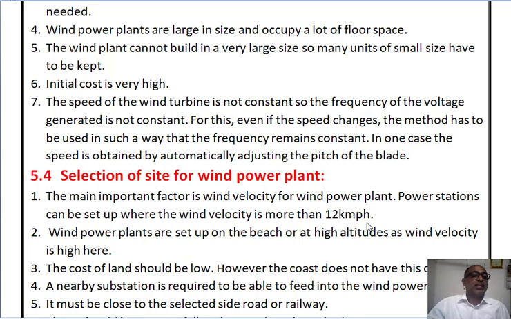Second, wind power plants are set up on the beach or at a high altitude as wind velocity is high there. So they are mostly erected on hilly areas where sufficient wind velocity is available. Third, the cost of land should be low. Whatever floor area we require to set up the wind power plant, its cost should be low. Fourth, a nearby substation is required to be able to feed into the power grid. And fifth, it must be close to the selected site, road or railway.